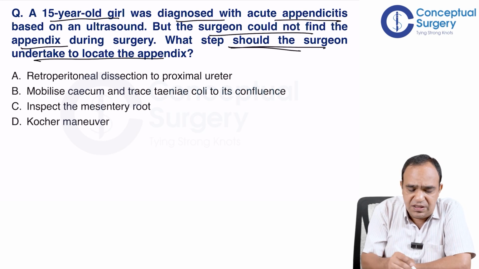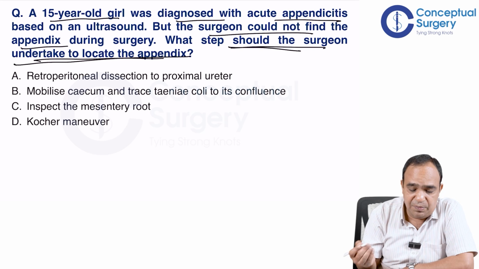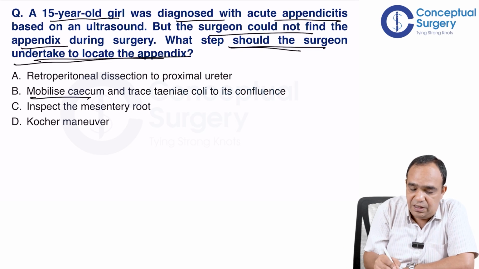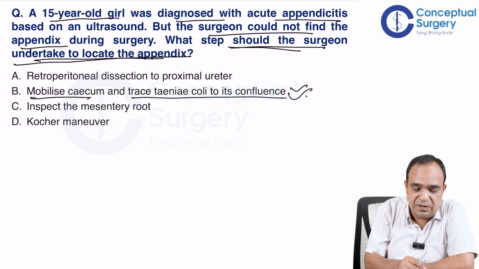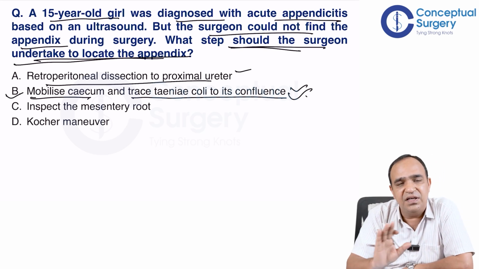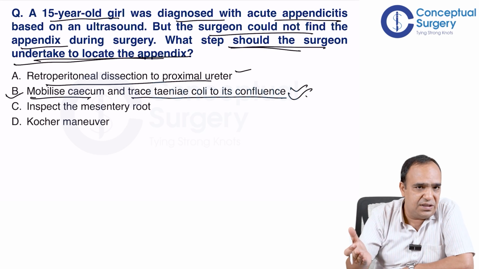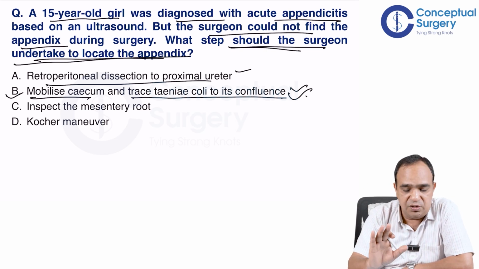What steps should the surgeon undertake to locate the appendix? Again, the answer would be the same. Mobilize cecum, trace tinea coli to the confluence. So that's the answer. Ureter is separate. In appendix surgery, we never see the ureter. It's behind. It's a retroperitoneal structure. So never try to locate the ureter.